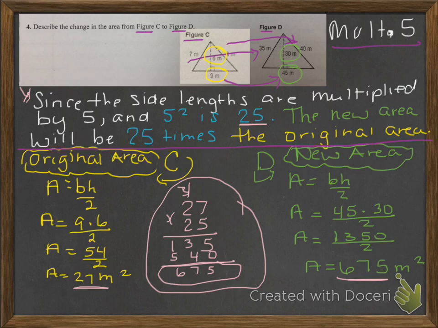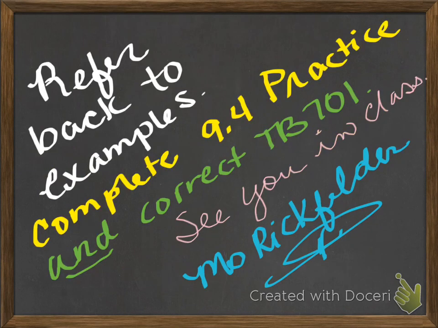That's plenty of information. And I'm asking that you refer back to your examples when you get stuck and you need to complete 9.4 practice, which you should have been taking these notes on the back of, and then you should have been working the 2 problems out on the front of. And then you want to also correct textbook page 701, because we will be going over that tomorrow, and then we're going to move on to section 9.5.